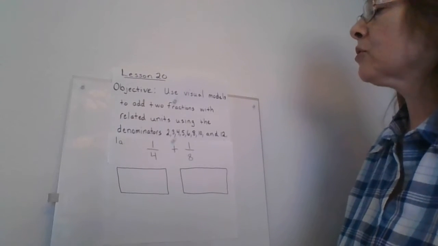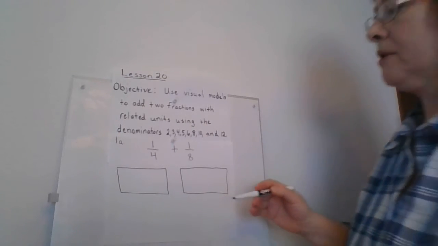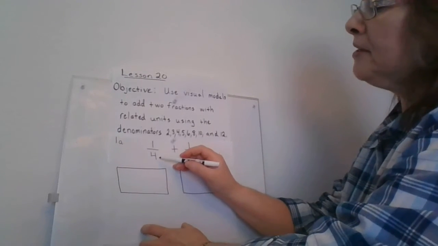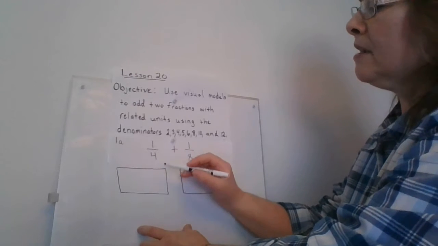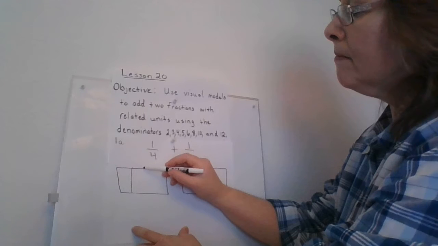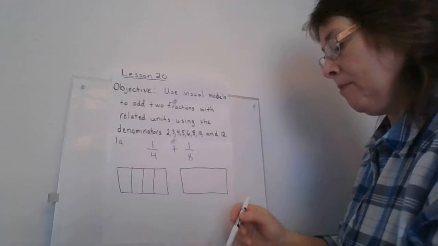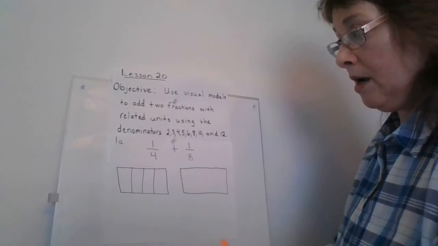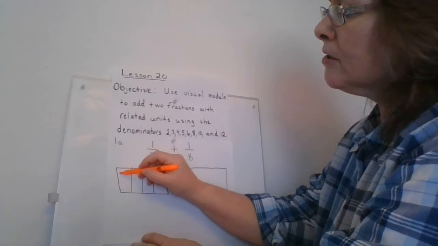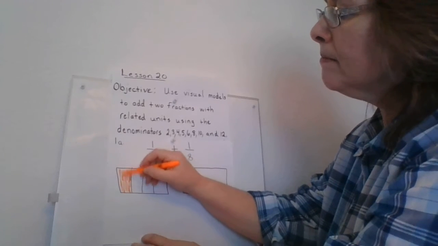1/4 plus 1/8. So I'm going to make my tape diagrams first. 1/4, the denominator is 4, which means then I'm going to draw 3 lines. 1, 2, 3. So now I have 4 equal parts. And my numerator is 1. So that means I'm going to shade in 1 part.